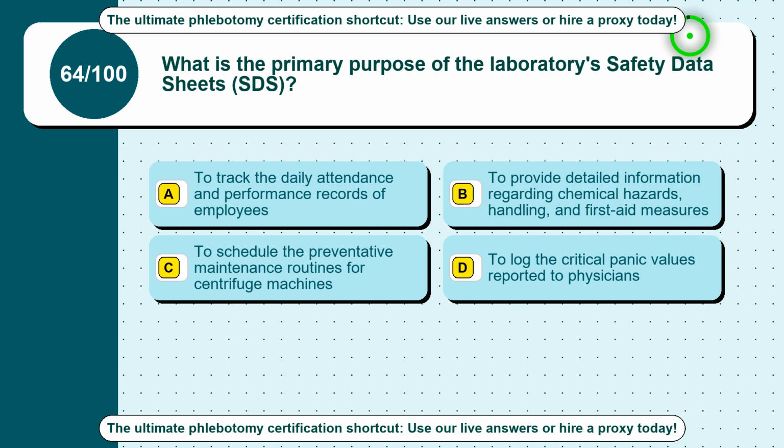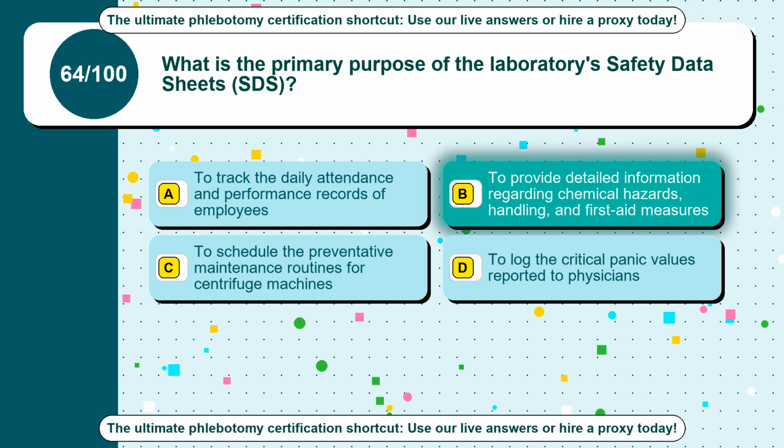Question 64. What is the primary purpose of the laboratory's safety data sheets, SDS? Option A, to track the daily attendance and performance records of employees. Option B, to provide detailed information regarding chemical hazards, handling, and first aid measures. Option C, to schedule the preventative maintenance routines for centrifuge machines. Option D, to log the critical panic values reported to physicians.